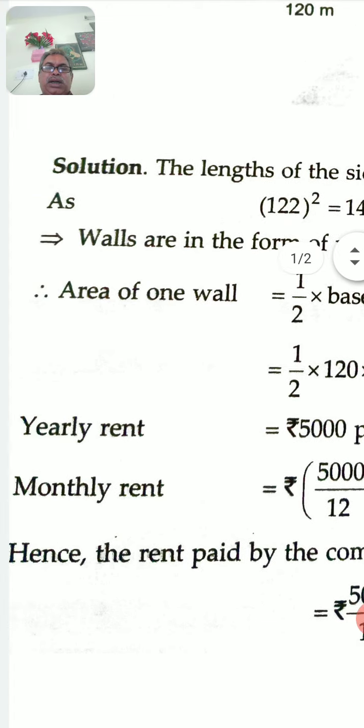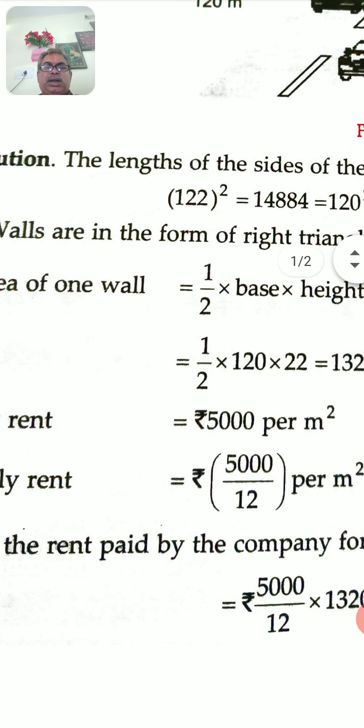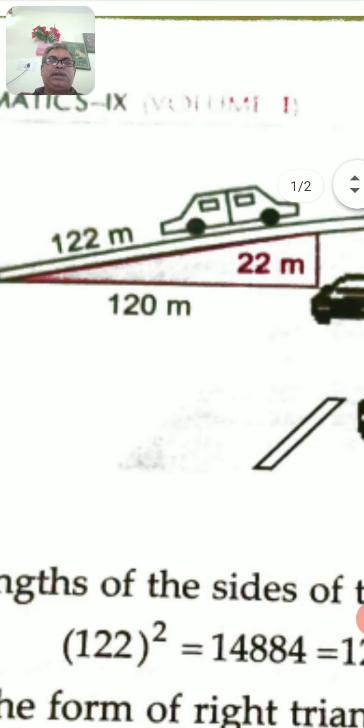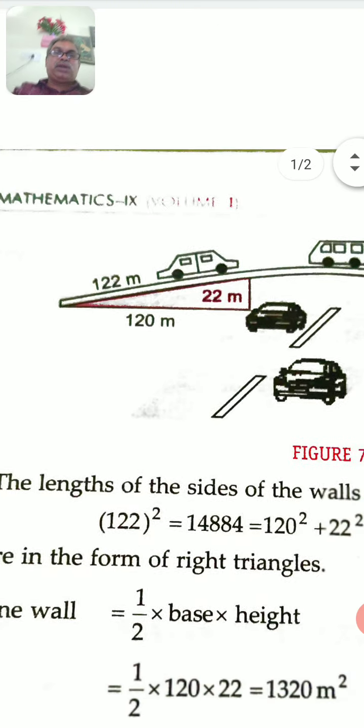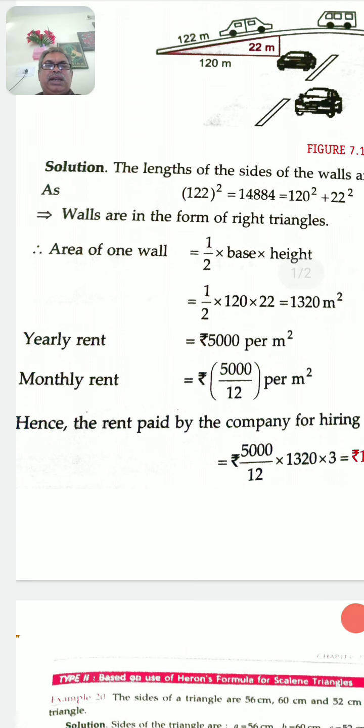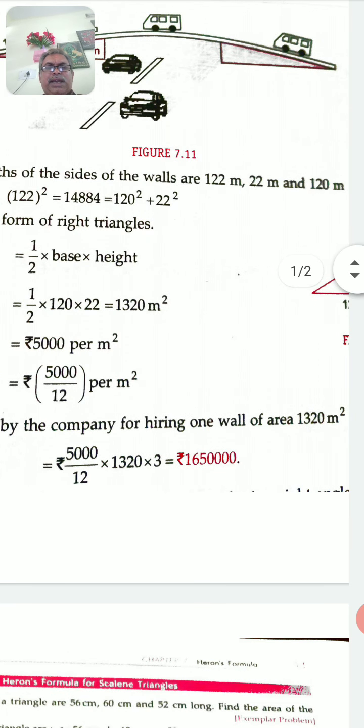The yearly rent of the wall is 5000 rupees per meter square. It means for 1 meter square, if you go for advertisement here, it costs rupees 5000. So the monthly rent is 5000 by 12 per meter square. Hence the rent paid by a company for hiring the wall of area 1320 meter square.